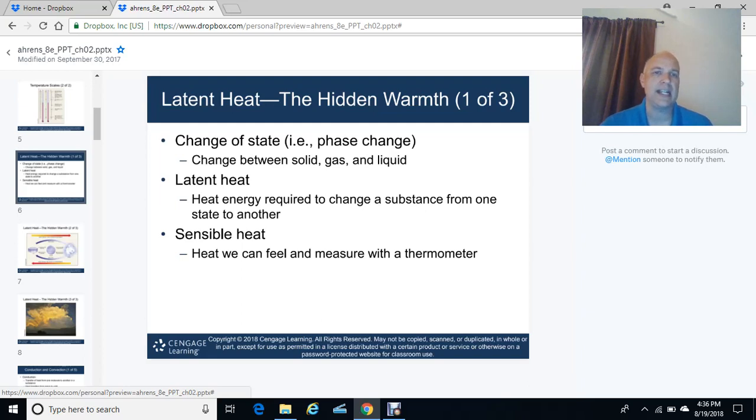So latent heat, simply, is the heat energy required to change a substance or a state of matter from one form to another. And again, latent heat is a hidden heat. So it's not really sensed by a thermometer, for example. To be sensed by a thermometer, we would be talking about sensible heat, where we can actually feel it and we can measure it with that thermometer. That's sensible heat.